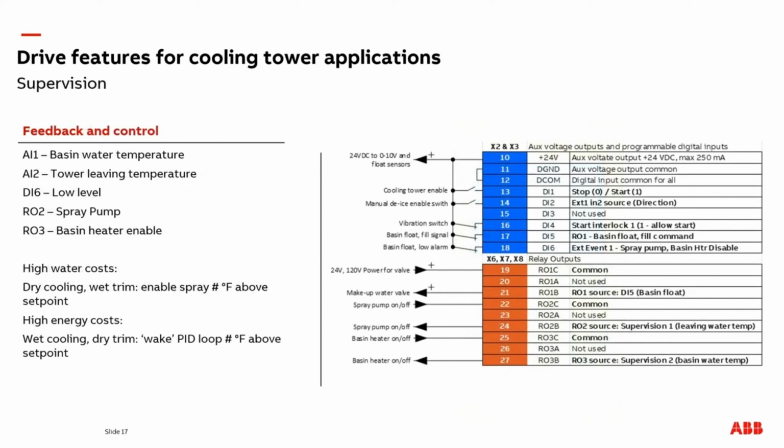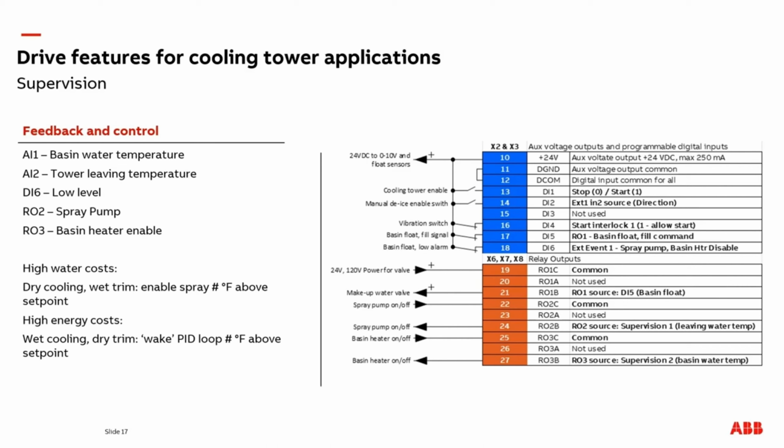Enabling system components or making decisions based on feedback can be handled by a supervision function. Using the hybrid tower example, Supervision 1 will be for enabling the spray pump. In a dry cooling with wet trim application, this will leave the set point set to 2 degrees above the tower fan process PID set point. Or for wet cooling with dry trim, enabling the spray pump at loop temperature and adjusting the process PID to be 2 degrees above the spray pump.